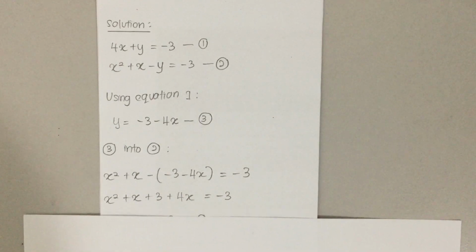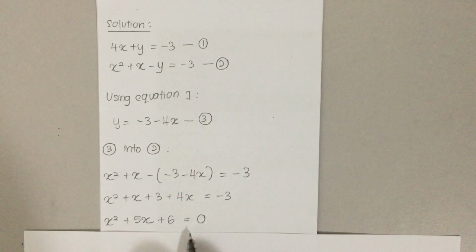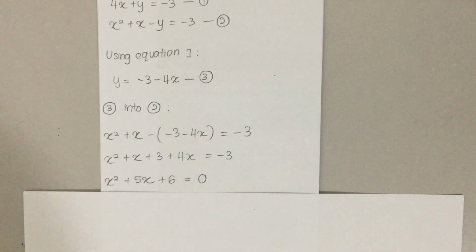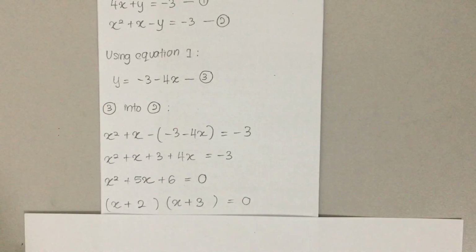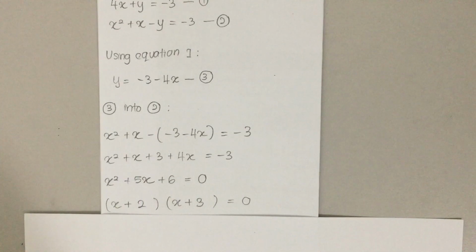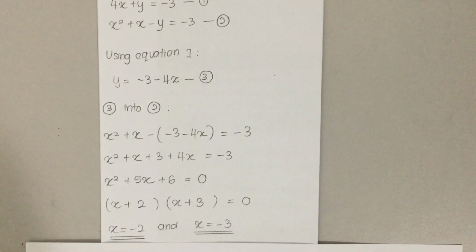Move to the next step. From here you get x² + 5x + 6 = 0. As you can see here, you have already formed a quadratic equation. Alright guys, I'm going to factorise this quadratic equation. From here I get (x + 2)(x + 3) = 0. And from here I will get my values x = -2 and x = -3.